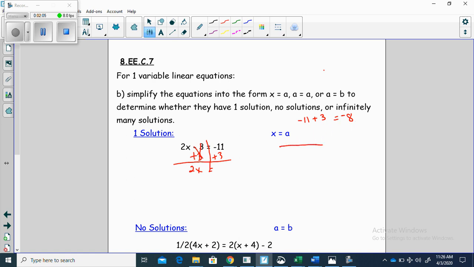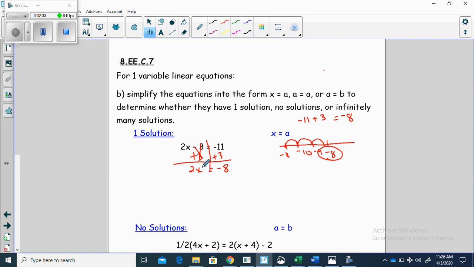Or you can put this on a number line. You're starting at negative 11, and you're moving up 3. Okay, so let's see where that would put me if I move up 3. From negative 11, I go up 1, 2, 3. That puts me at negative 8. Either way will get you there. So negative 11 plus 3 is negative 8. I now have 2x is equal to negative 8.